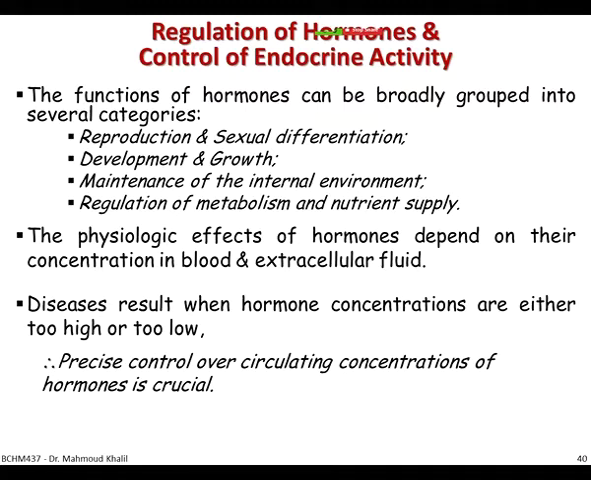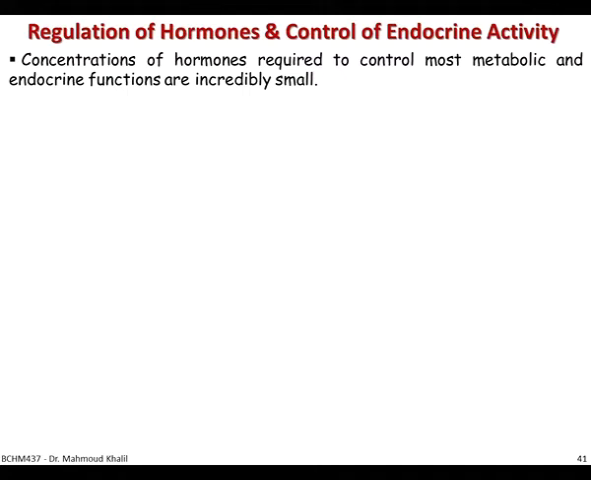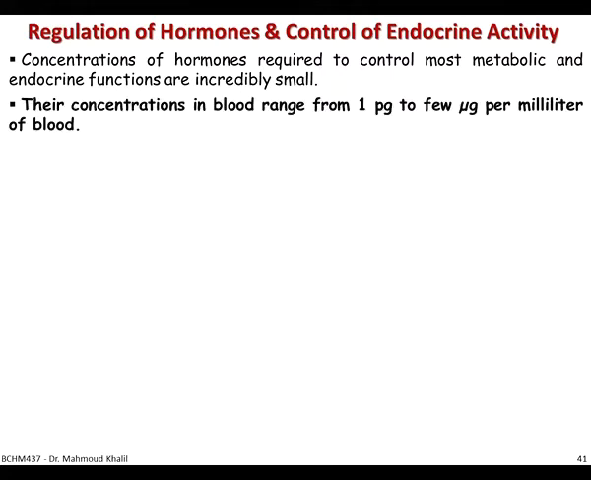So hormones need precise control over their concentration, because this is crucial for the proper function of the hormone. The concentrations of hormones required to control most metabolic and endocrine functions are incredibly small. The concentrations are very small because, as we said, higher concentrations have adverse effects. Their concentration in blood normally ranges from 1 picogram to a few micrograms per milliliter of blood.